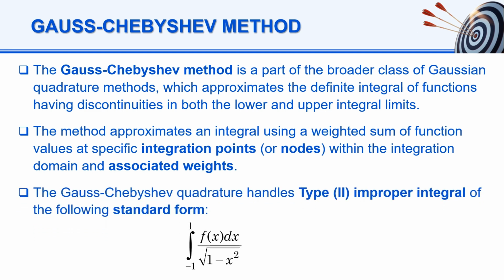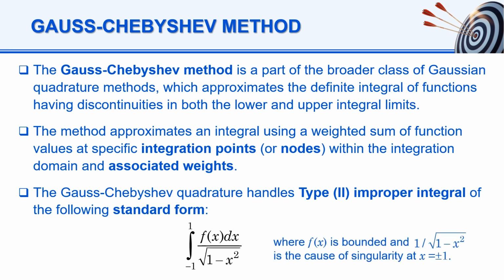The Gauss-Chebyshev quadrature handles type 2 improper integrals of the following standard form, where f(x) is itself bounded, and the cause of singularity at x equals plus and minus 1 is due to the square root term in the denominator.